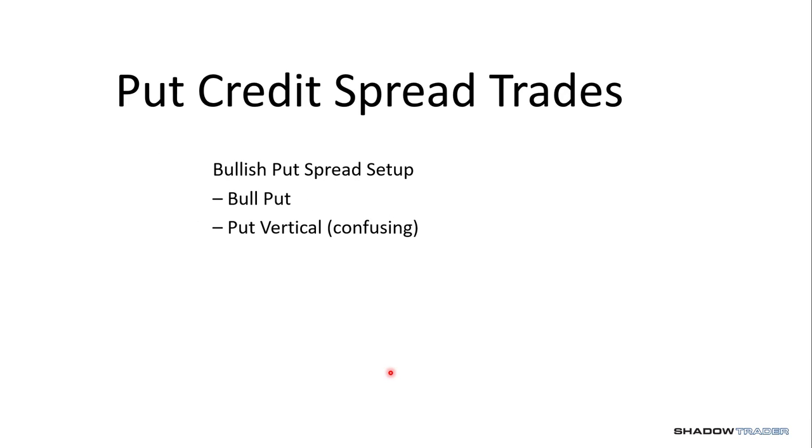Let's start out with the put side. Put credit spreads. What are they? They're a bullish type of trade. It's a bullish spread trade using two options with a bias to the upside for the price of the equity. This is sometimes referred to as a bull put, but what it really is, is a put vertical that you're selling.